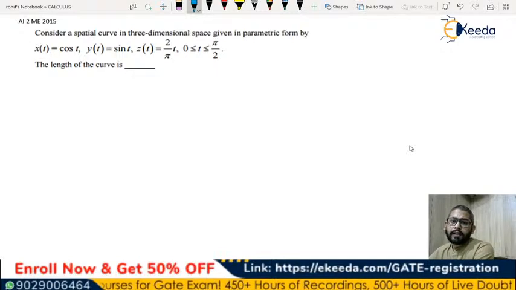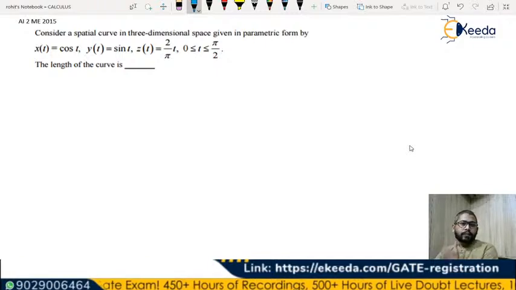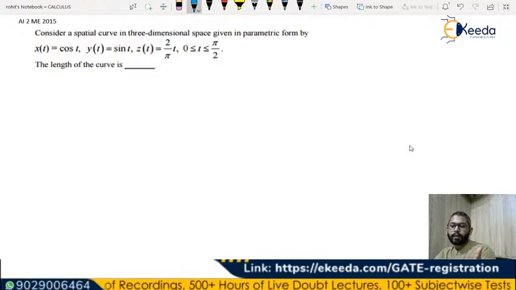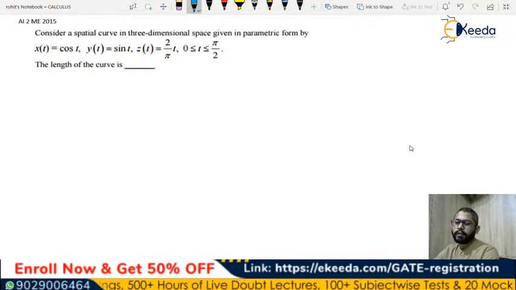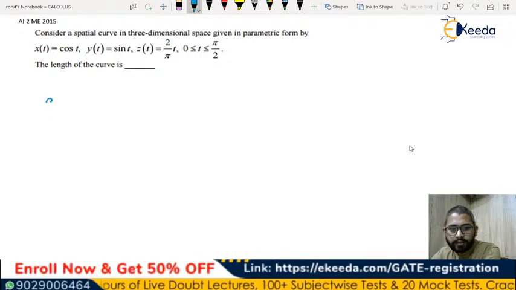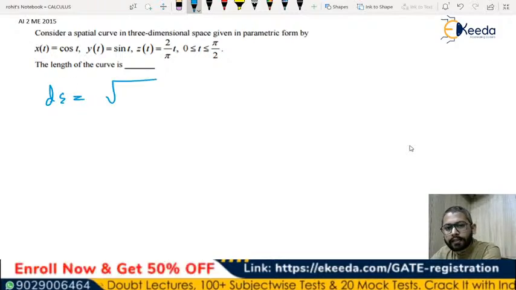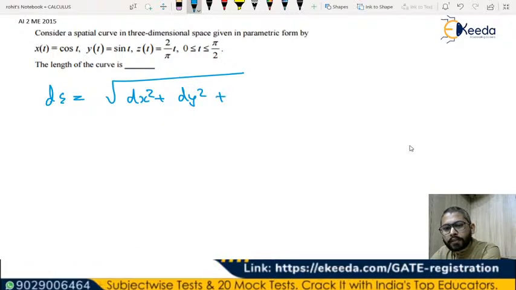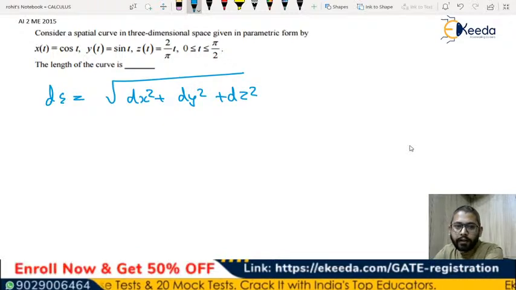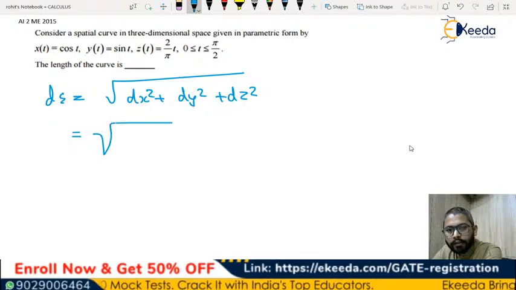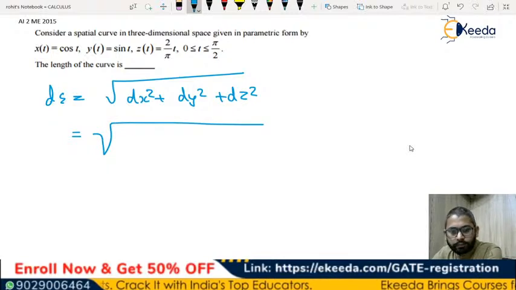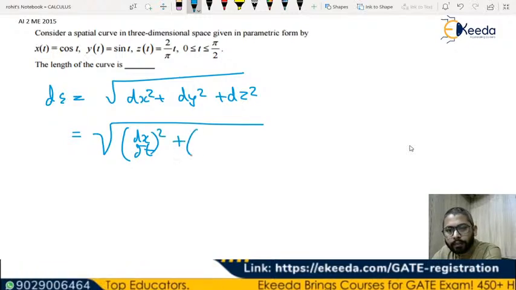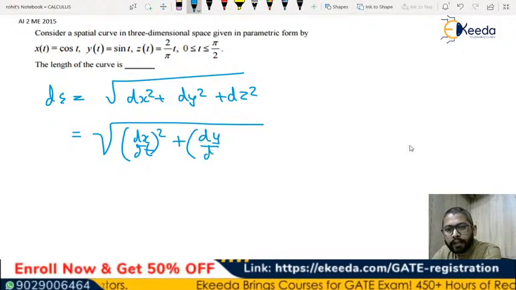So there's another curve, a three-dimensional curve, where x, y, and z are all functions of t, and t has a limit from 0 to pi by 2, and then you have to find the length of the curve. So in three dimensions, again we can do it in a similar manner. This is dx square plus dy square plus dz square, and it can also be written as dx by dt plus dy by dt.